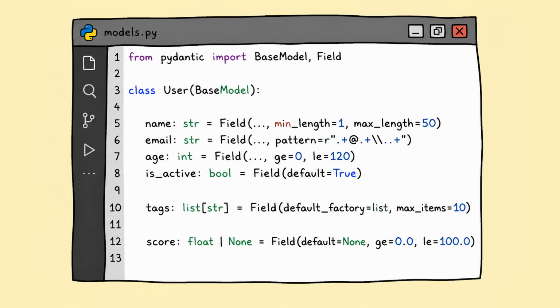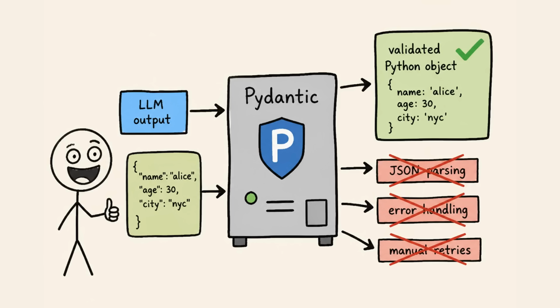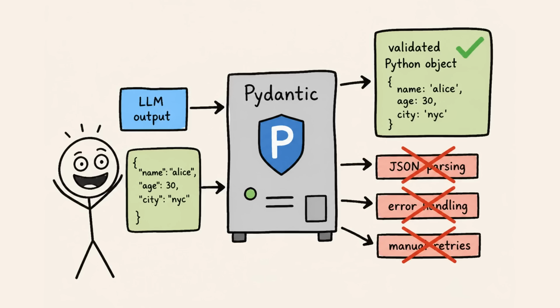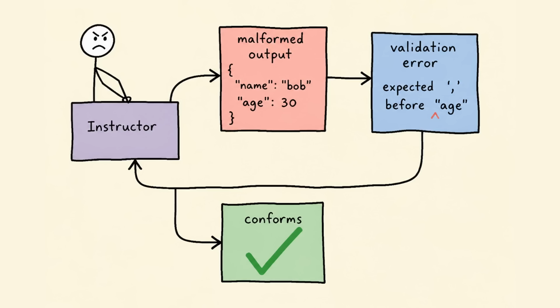You define a Pydantic model, which is just a Python class describing the shape you want: names, types, constraints. You pass it as response_model to your LLM call, and you get back a validated Python object. No JSON parsing, no error handling, no manual retries, because validation and automatic retries are built in. If the model returns something that doesn't fit your schema, Instructor catches it and retries with the validation error fed back to the model until it conforms.